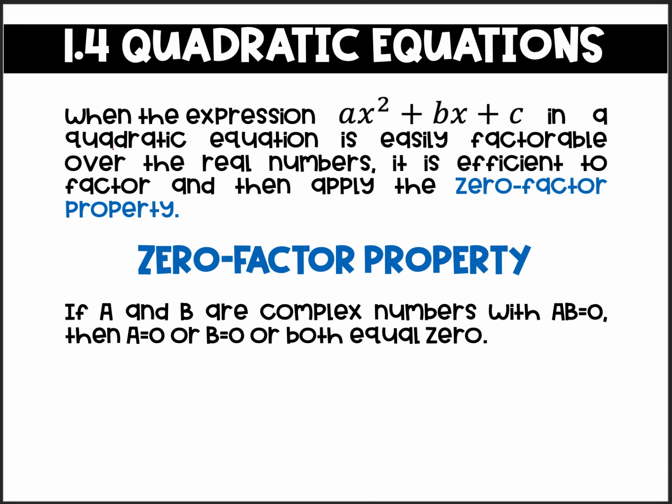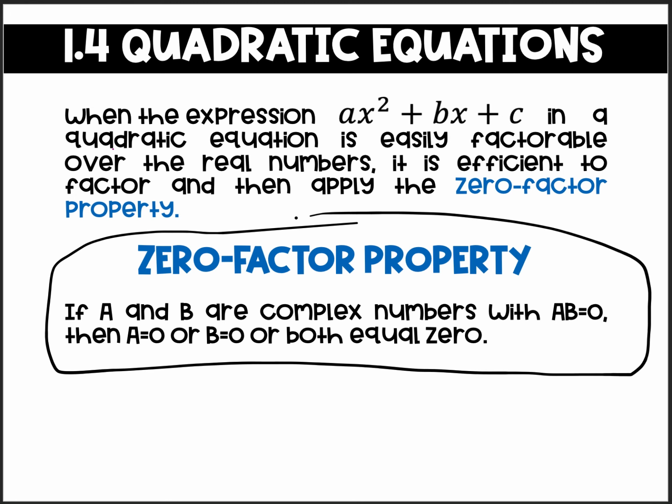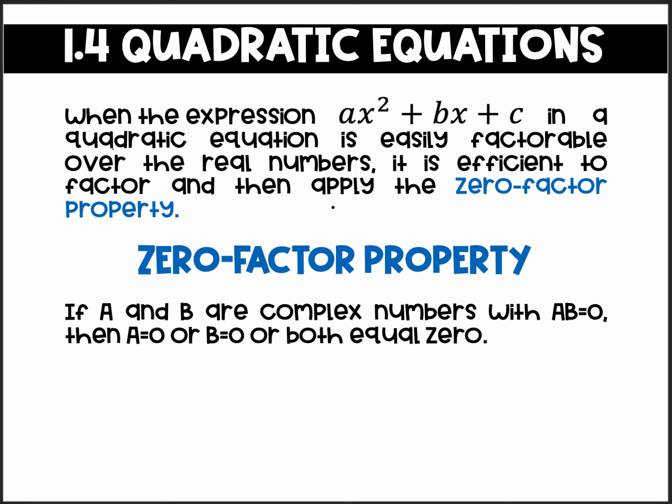When the expression ax squared plus bx plus c is in a quadratic equation, we can factor it to solve it using the zero factor property. Here is the zero factor property. If a and b are complex numbers with a times b being equal to 0, then a is equal to 0 or b is equal to 0 or both are equal to 0.